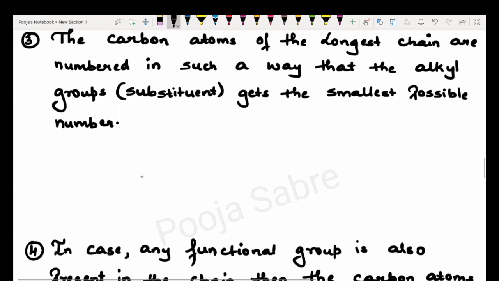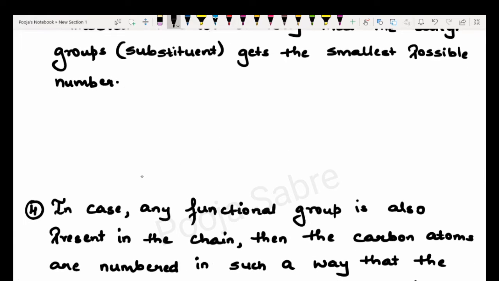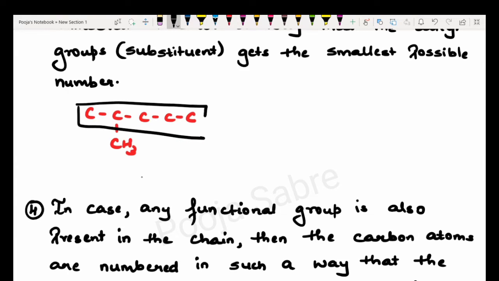The third rule says that, children, the carbon atoms of the longest chain are numbered in such a way that the alkyl group or any substituent gets the smallest number. Okay. Now let me take one example. In this particular example, I can see my longest chain is a straight chain since it contains 5 carbons.